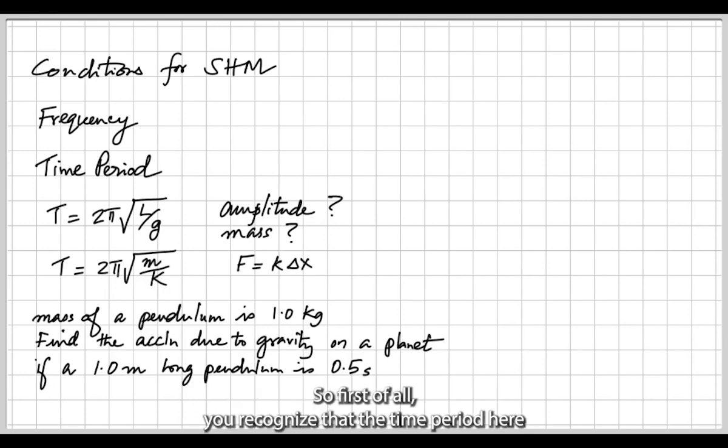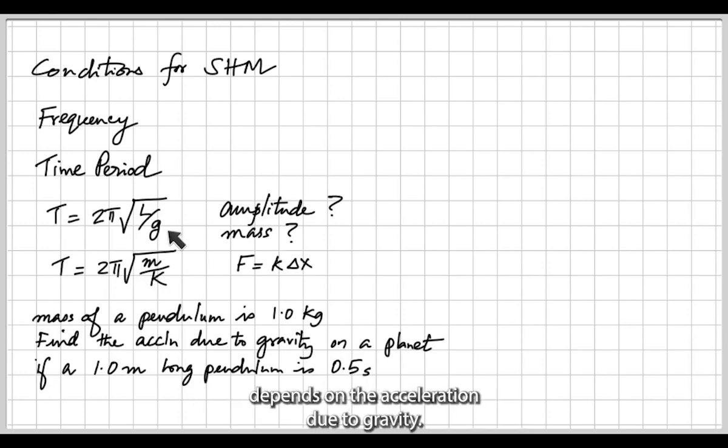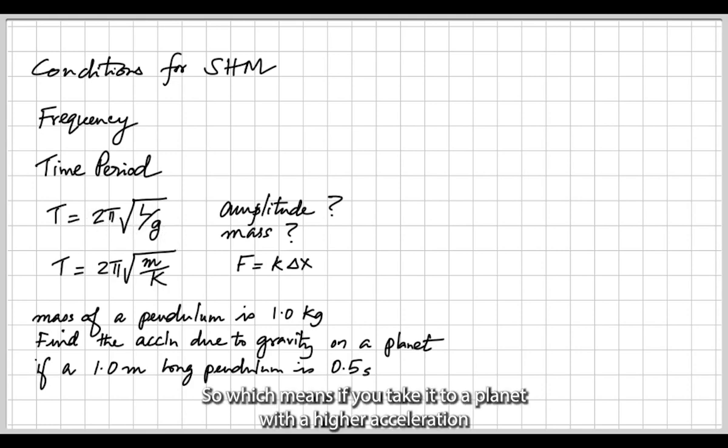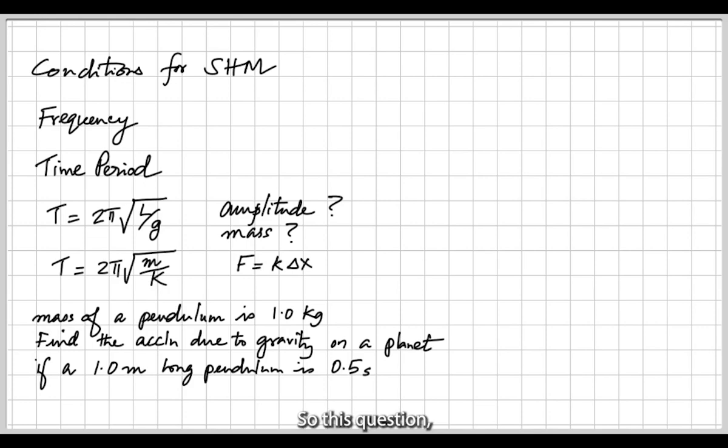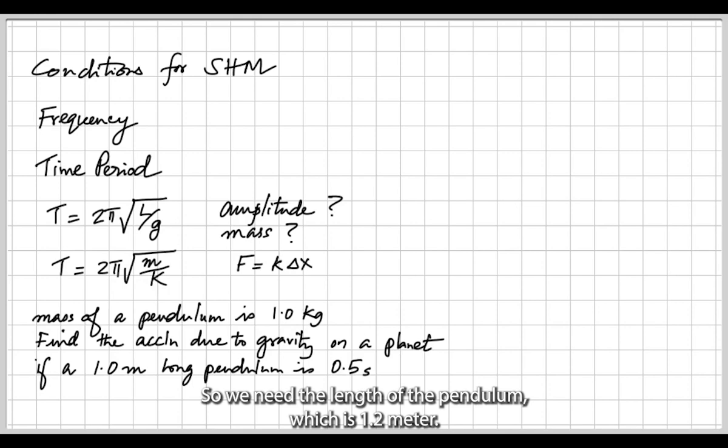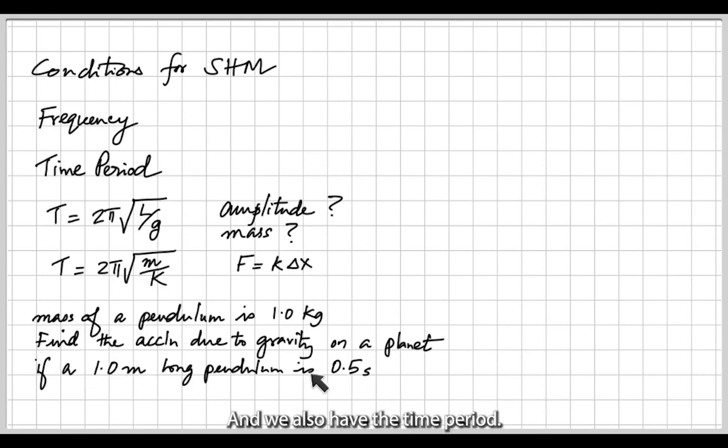So first of all, you recognize that the time period here depends on the acceleration due to gravity. So which means if you take it to a planet with a higher acceleration due to gravity, then the time period will become smaller. So this question, the mass of the pendulum is given. Is there anything to do with mass in this formula? Nothing. So that's just given to throw you off. So we need the length of the pendulum, which is 1.0 meter, and we also have the time period. I should have said if a 1.0 meter long pendulum has a time period of 0.5 seconds, okay?